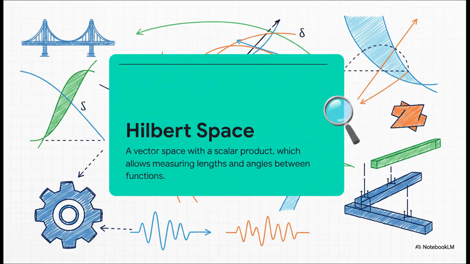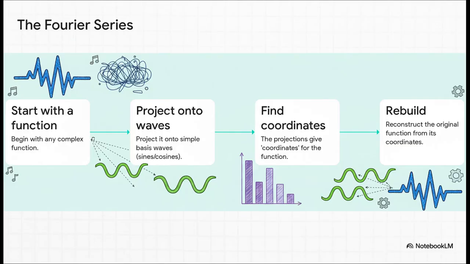It's a way of measuring how similar they are, or how aligned they are in this crazy abstract space. The most famous example of this in action is the Fourier series. It's a brilliant idea. You start with any complex, messy function. Think of a sound wave.